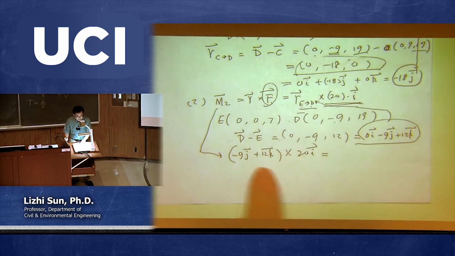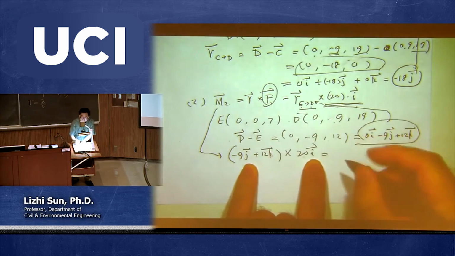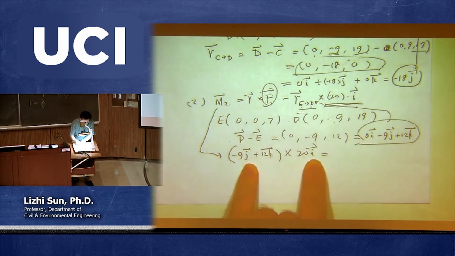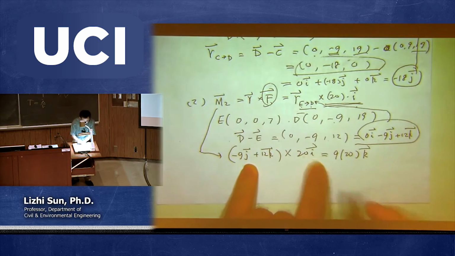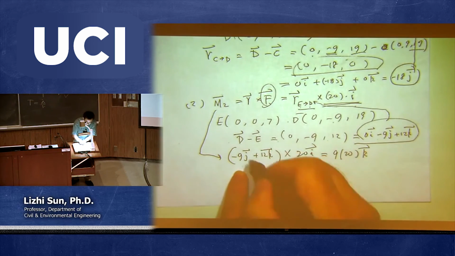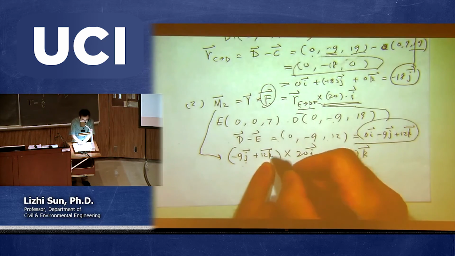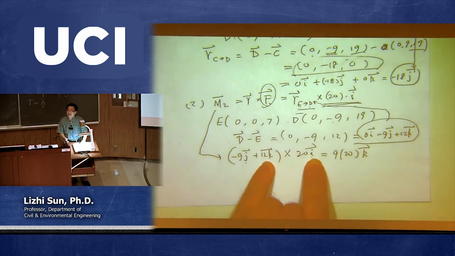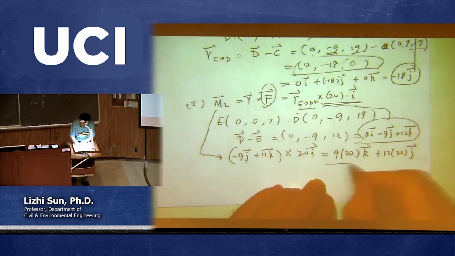J cross I. What is J cross I? J cross I equal to -k. And -9 times 20, and then negative again, you get a positive 9 times 20k. So that's the first term due to the cross product between this and this. Second one, k cross I. What is a k cross I? That's a positive j. So then it's 12 times 20j. So this is the second.